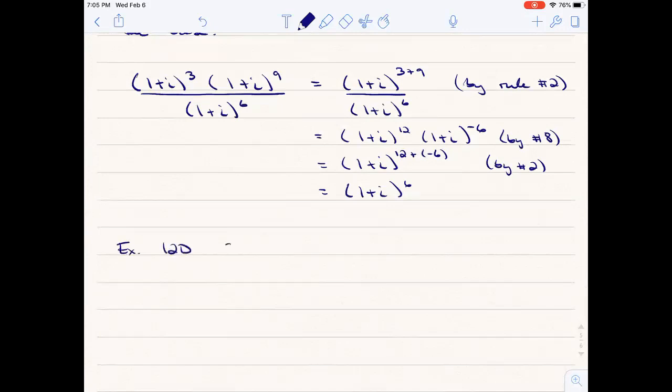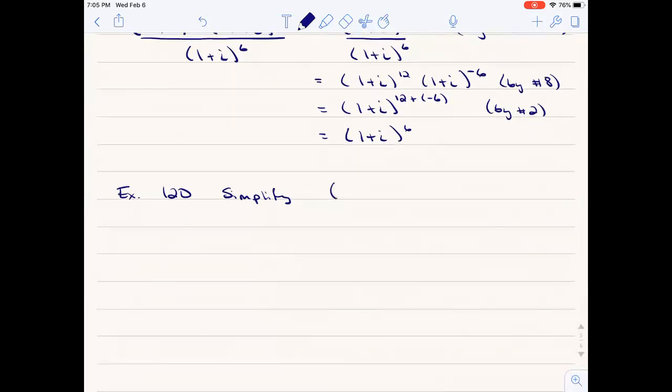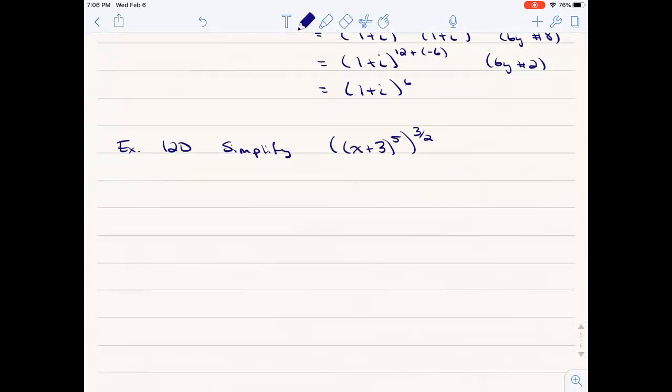Example 120. Oops. Simplify something like ((x + 3)^5)^(3/2). So I'll just rewrite it over here. We've got ((x + 3)^5)^(3/2).